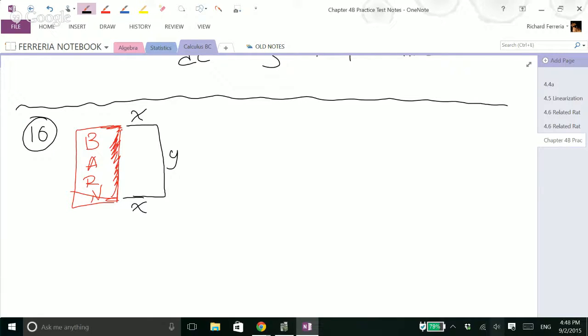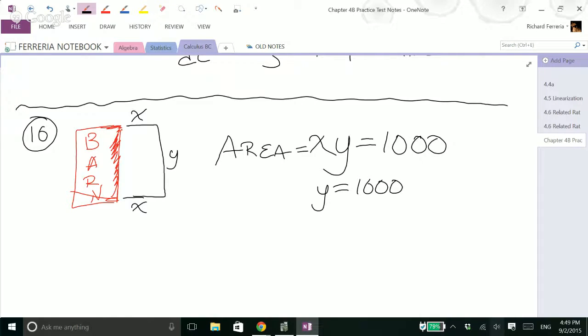Here is one of my fences. The fence only needs 3 sides, 2 of which will be X, 1 of them will be Y. The area of the fenced-in area is XY. And this time, we're going to enclose 1,000 square feet for the goats. Oh, okay, so Y is equal to 1,000 divided by X.